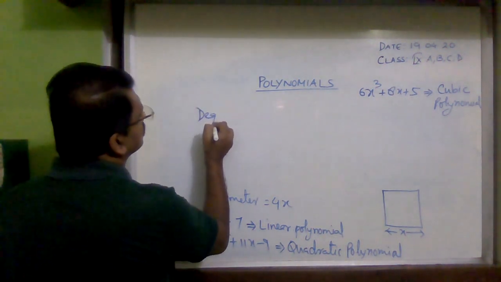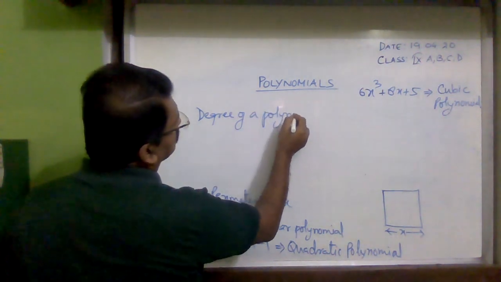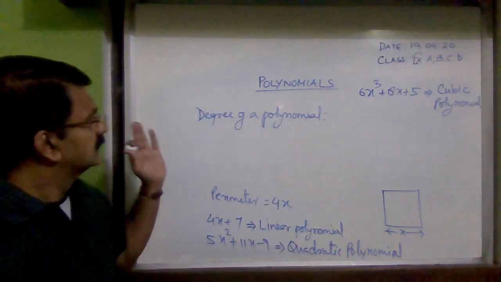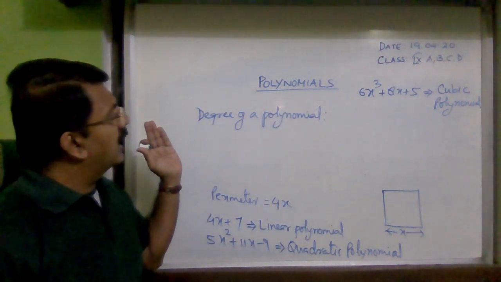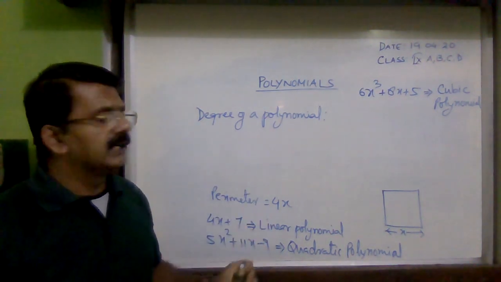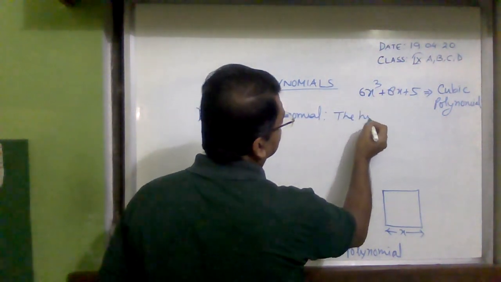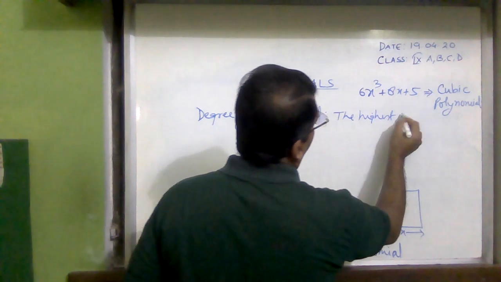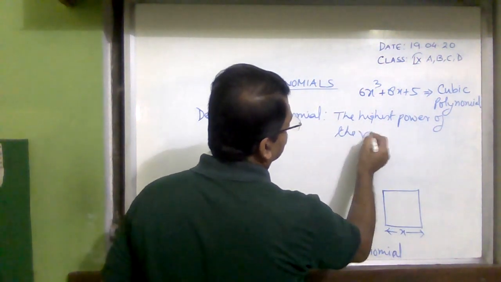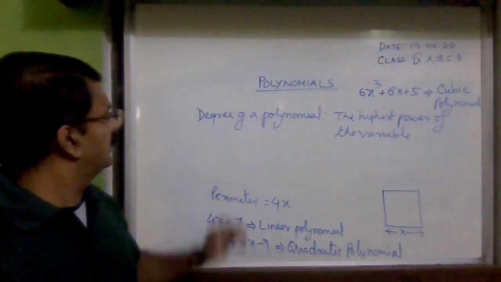Degree of a polynomial. The highest power of the variable in a polynomial is called the degree of the polynomial.